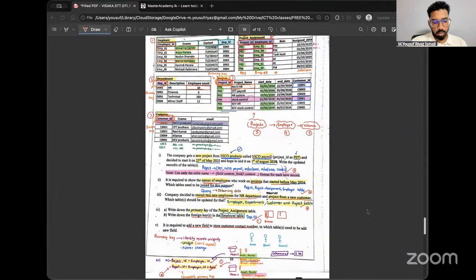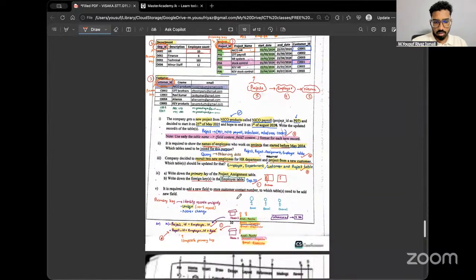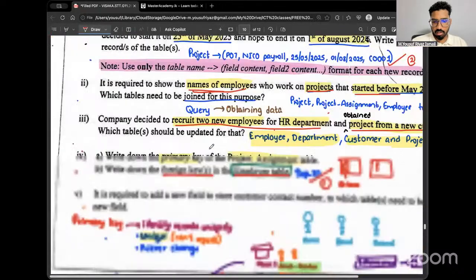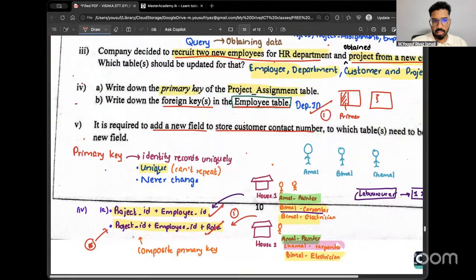Why can't we take the employee table? Because is there any data relevant to the employee? Is there any connection? Is this data relevant for the employee? The customer's name, customer's contact number. Is customer's contact number data relevant to the employee?